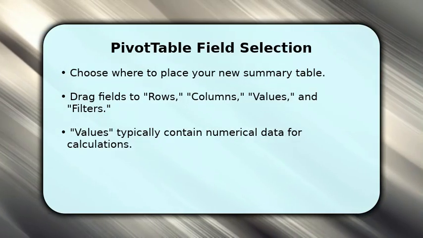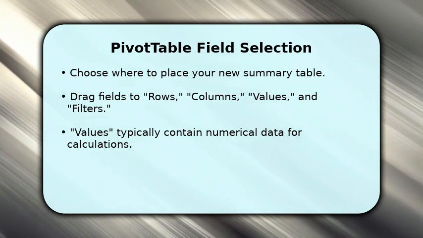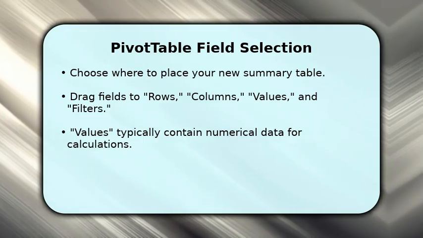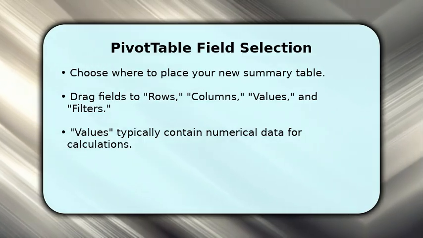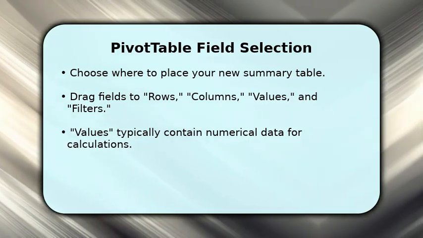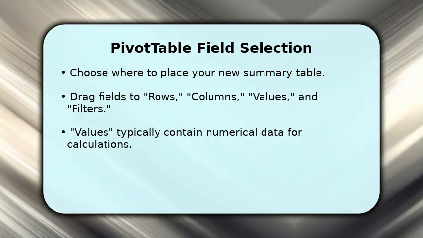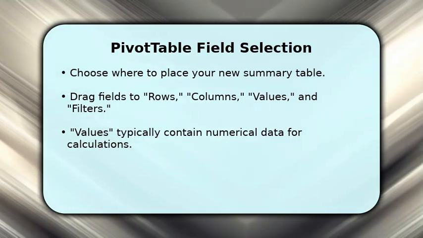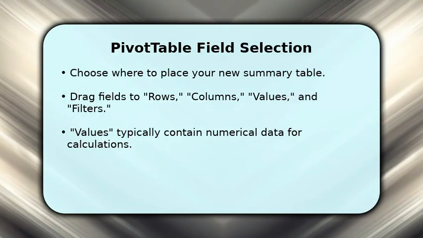Once the Pivot Table dialog appears, you can choose to place your summary table on a new worksheet or an existing one. Next, the Pivot Table Fields pane will open. This is where you define your summary. Drag the fields you want to analyze into the rows, columns, values, and filters areas. For example, put categories in rows and sales figures in values.